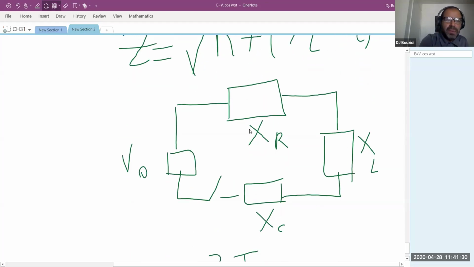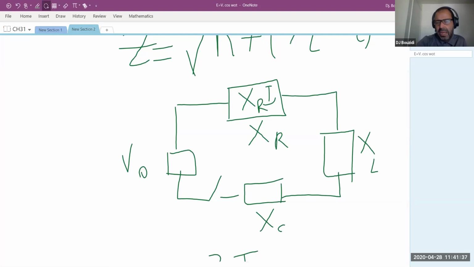So it looks like it's not just adding, because of the drop across each and every one of them. This will be simply XR times I. This will be simply XL times also I. And this is times I. So the voltage drop across each and every one of them, the numerical value of it, is that one. So this I is the I max. So if you're trying to find the voltage max, this is what you do, I max times XR.